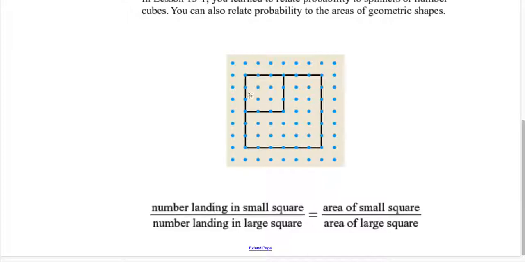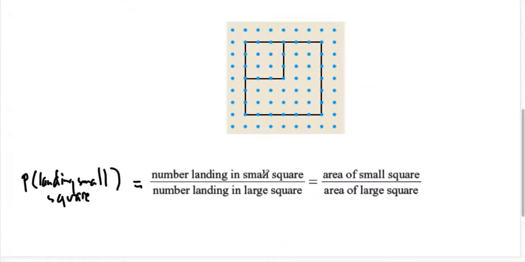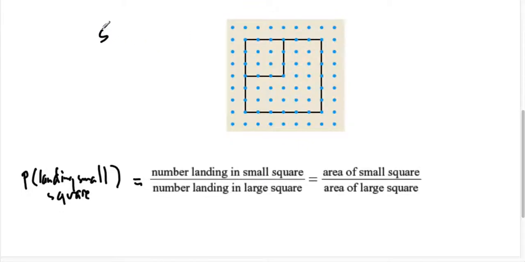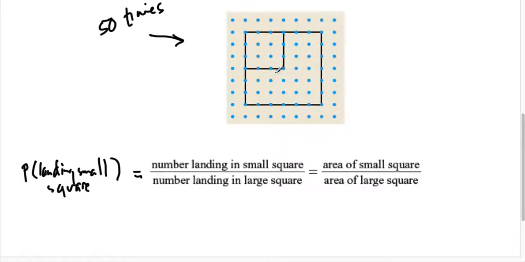So the probability of it landing in the small square will be equal to the ratio of the number landing in the small square over the number landing in the large square. Or this is the same as the area of the small square over the area of the large square. Let's see how this is done. Let's say I want to throw the beanbag 50 times. When I throw the beanbag 50 times into that target, what is the probability of it landing in that small square? This is the formula that we need to use.